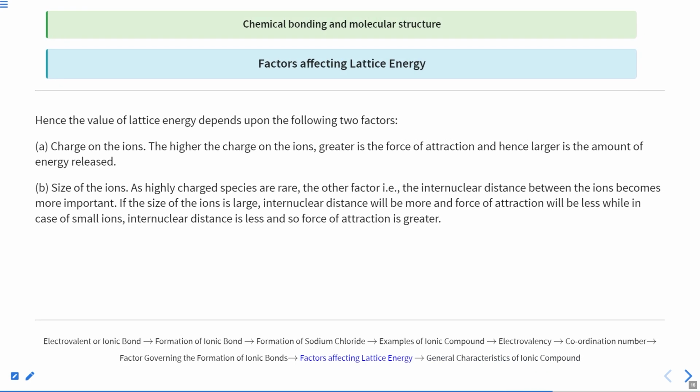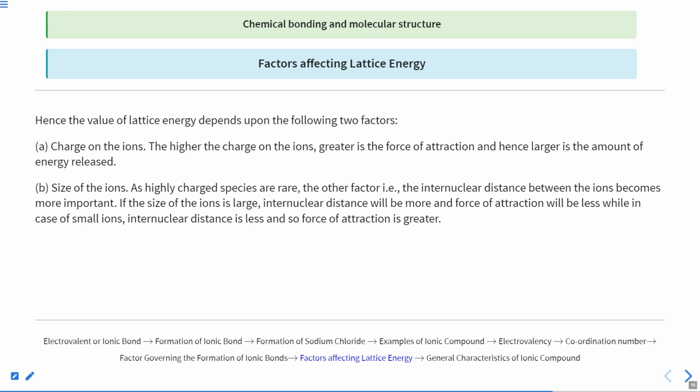Hence, the value of lattice energy depends upon two things. First is the charge on the cation. The more the charge of the cation, the more the force of attraction, and hence the more the stabilization. Second is the size of the ion.